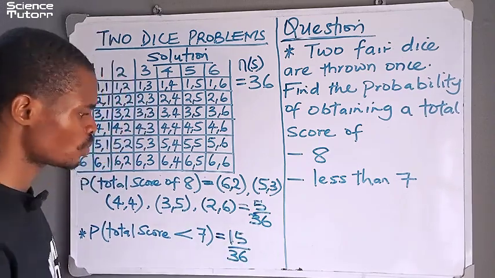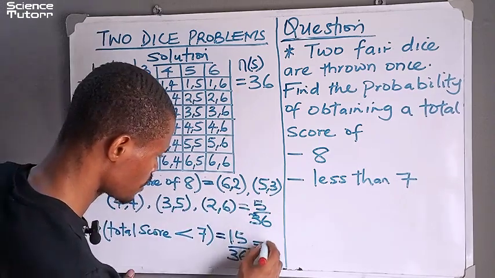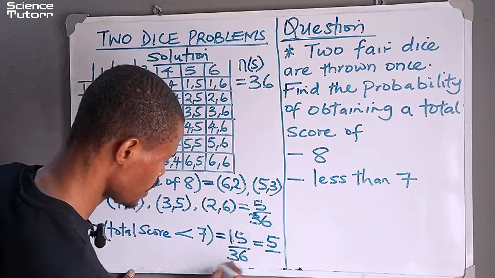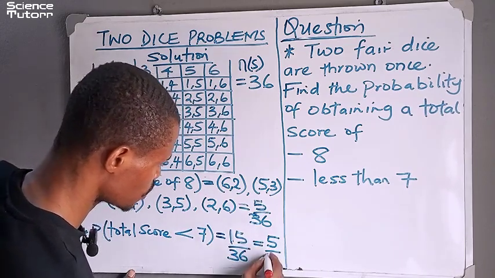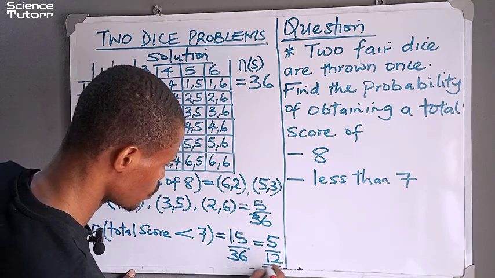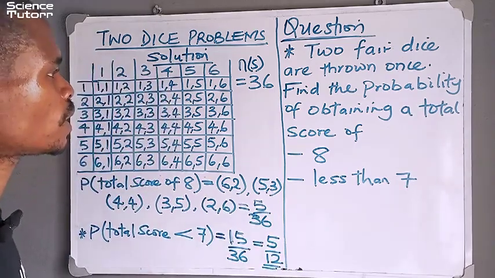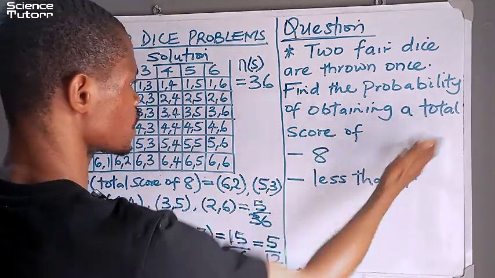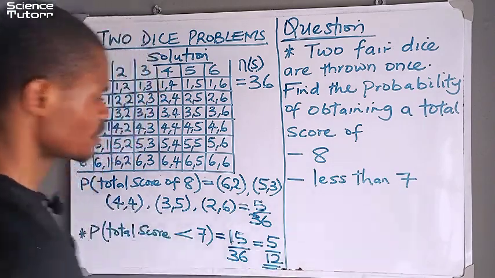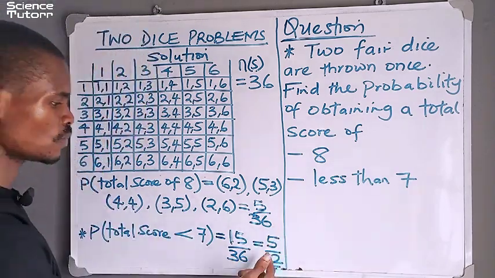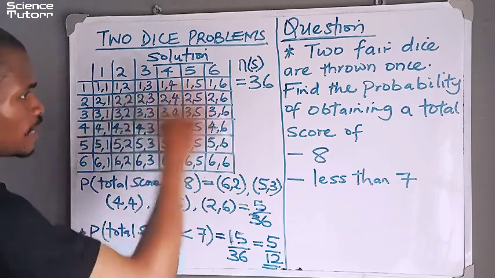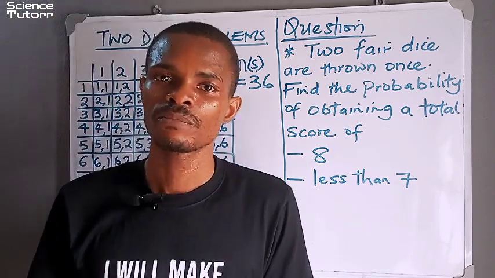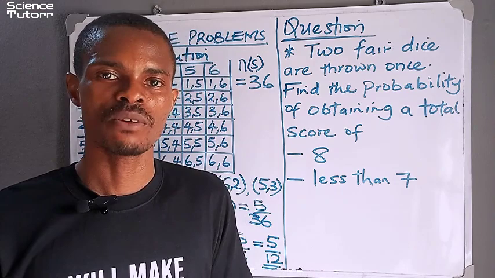3 can go. 3 in 15 gives us a 5. 3 in 36 gives us a 12. So the probability of a total score less than 7 gives us 5 over 12. This is how to analyze a two dice problem.